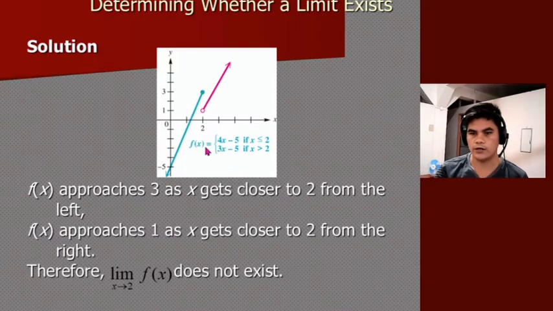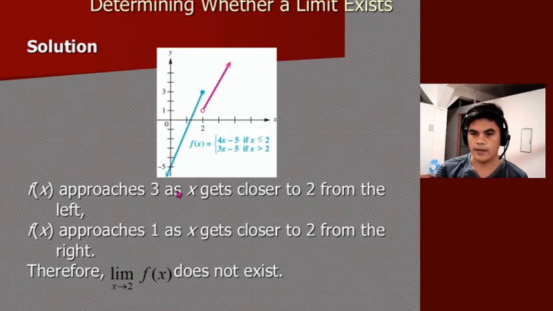Now, if we graph the function, can you see on the graph that as x gets closer to 2, f(x) approaches 3 from the left. From the right, f(x) approaches 1 as x gets closer to 2. Therefore, the limit of the function does not exist as x approaches 2.